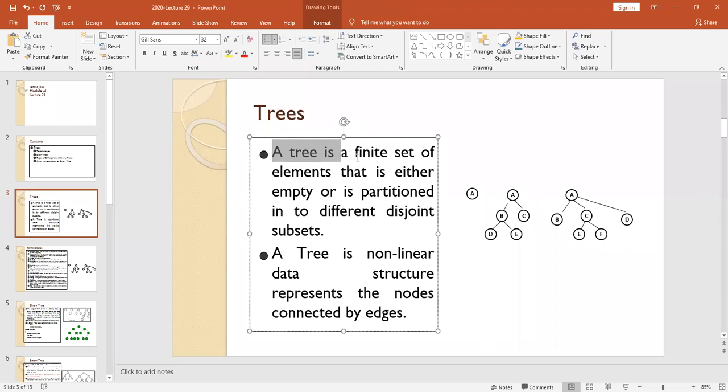What is a tree? It is a finite set of elements that is either empty or partitioned into subsets. Keep this in your mind: it is a finite set of elements that is either empty. Empty means, here what you are seeing is A. It is not containing any branches, nothing is there.